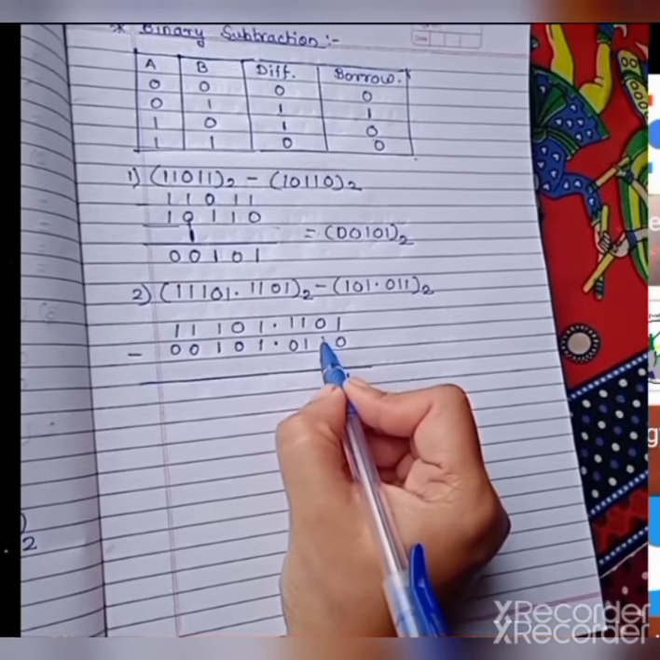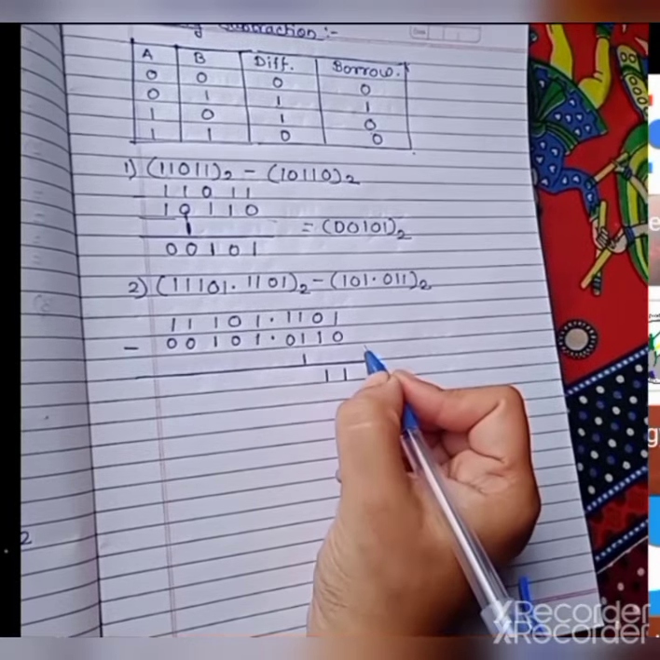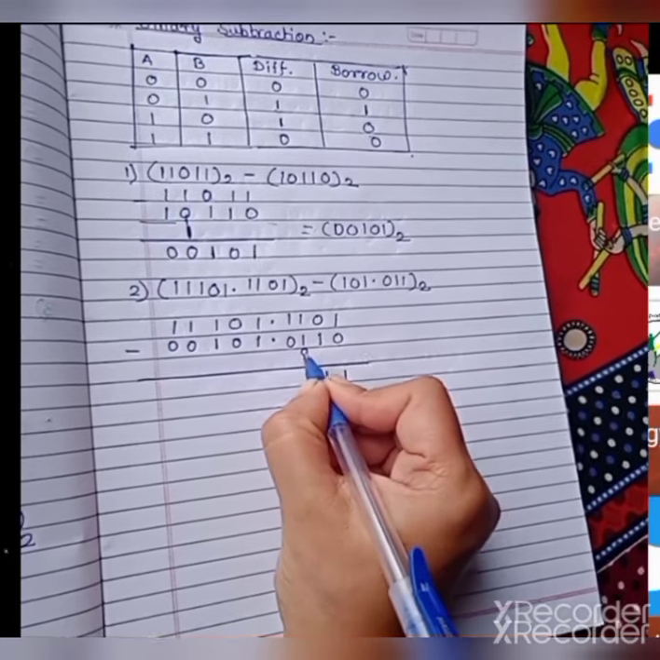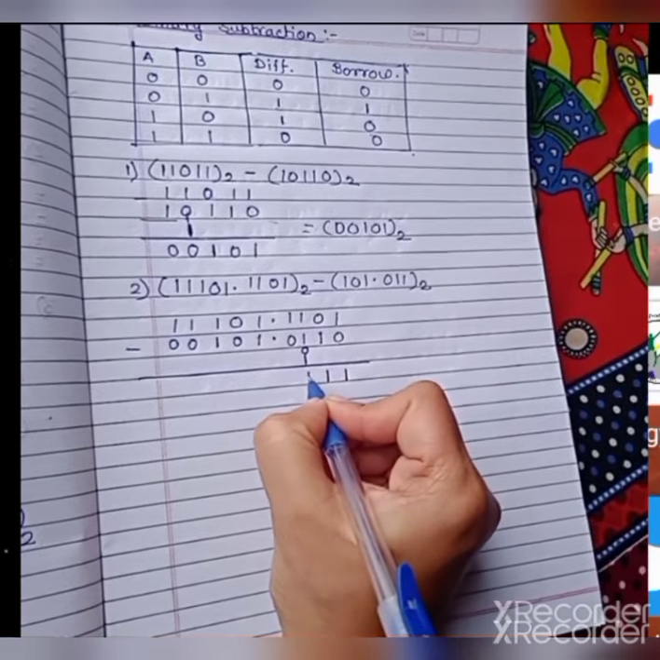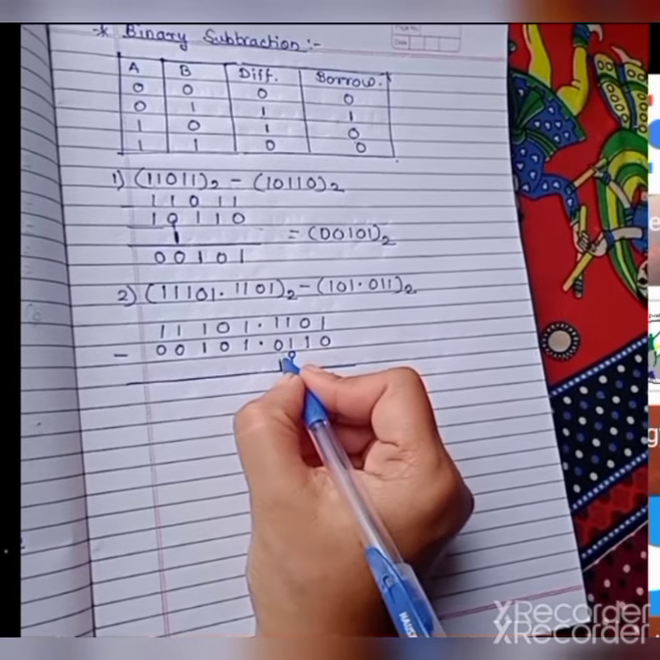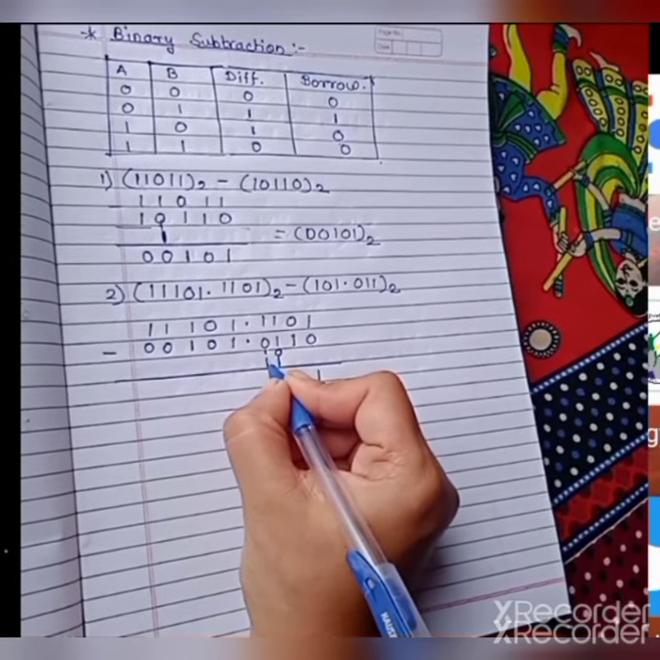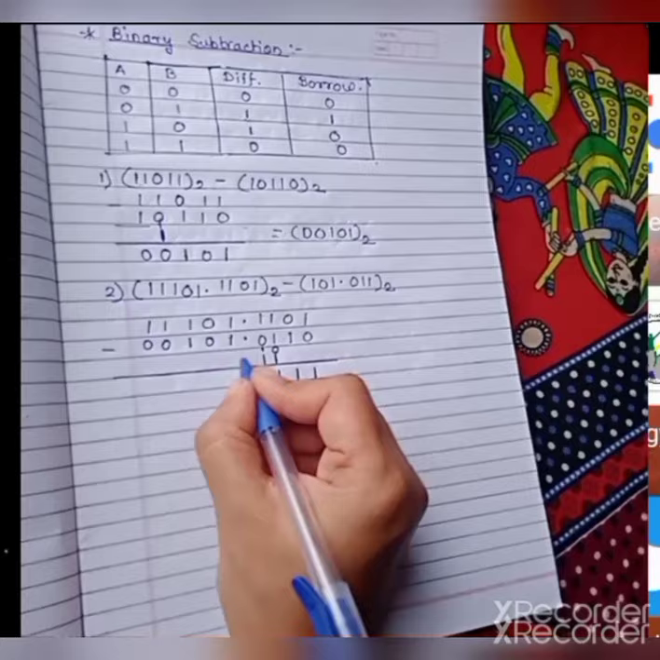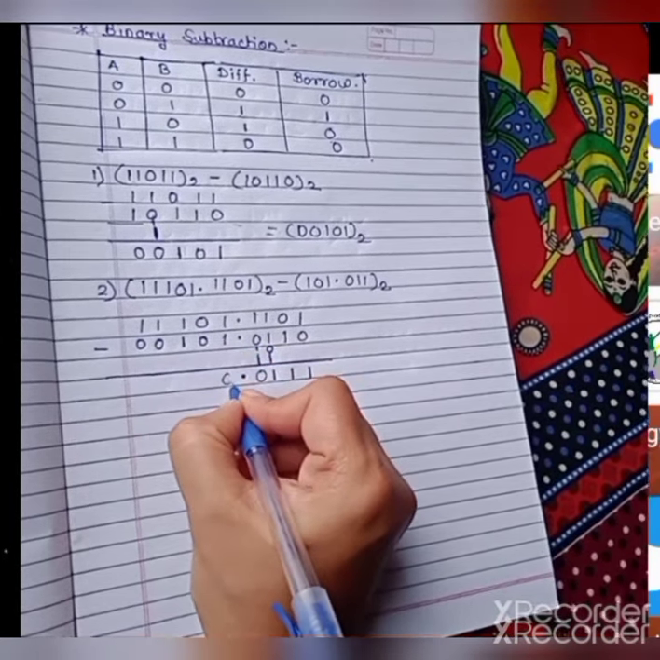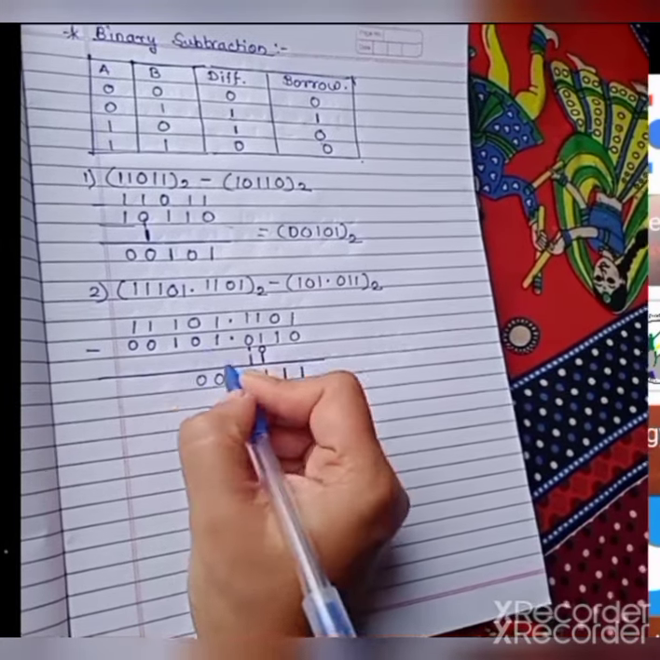Then again 0 minus 1, difference is 1, borrow is 1. 1 minus 1, difference is 0, borrow is 0. 0 minus 1, difference is 0, borrow is 1. 1 minus 0, difference is 1, borrow is 0. 1 minus 1, difference is 0, borrow is 0. 1 minus 1, difference is 0, borrow is 0. 0 minus 0, difference is 0, borrow is 0.